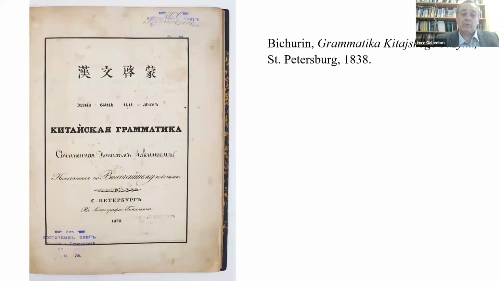This book was published in 1838. So this was a little bit later than Morrison's dictionary, but Bichurin may not have seen Morrison's dictionary. Maybe he has, but it's possible that he has not. But also, judging by the title of his work, he was probably more oriented towards French scholarship. And at that time, French scholarship was, of course, much more accessible and much more popular than English language scholarship.